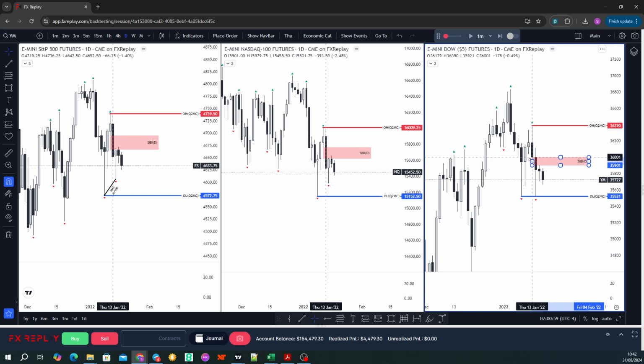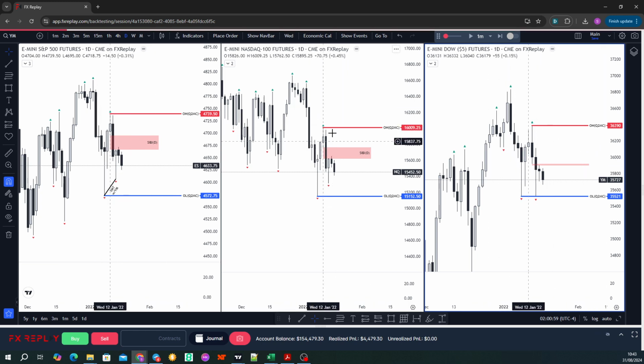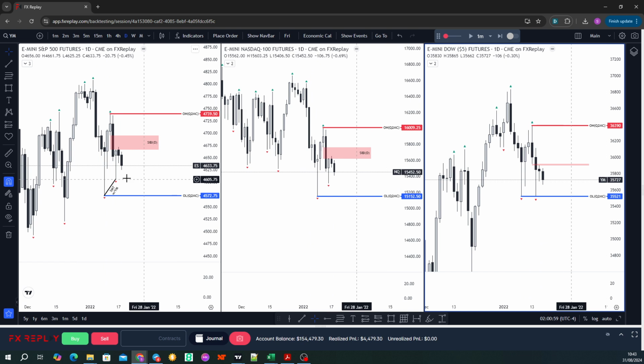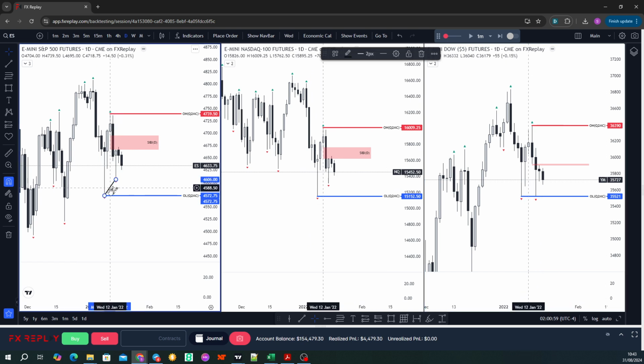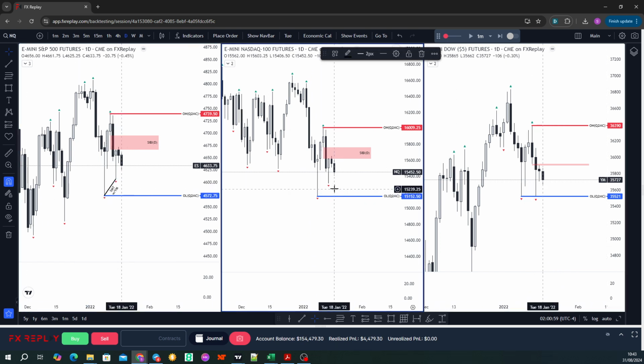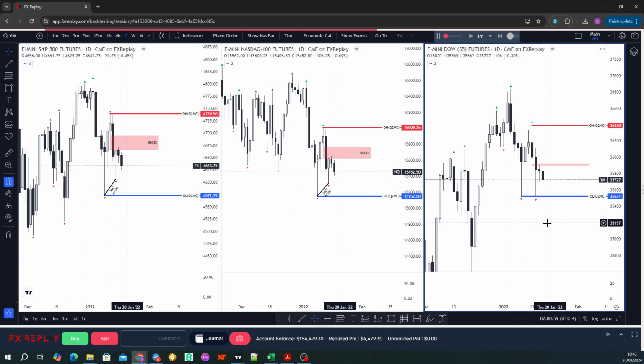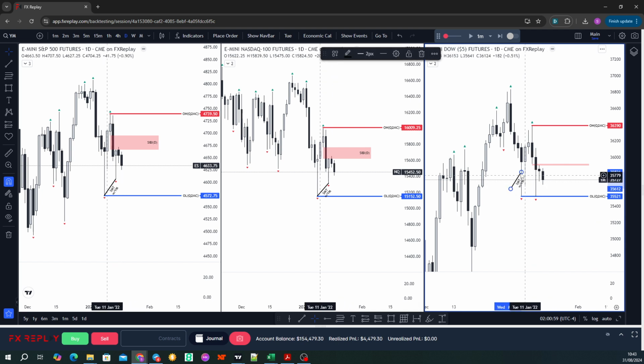Okay, like so. We can see a fair value gap in here, so we know this is likely the range. I'm going to take this, like so.